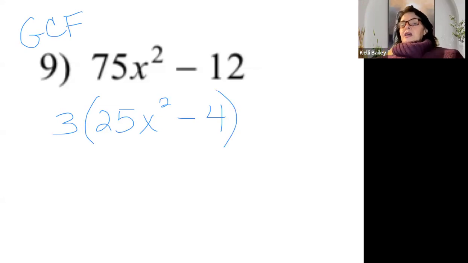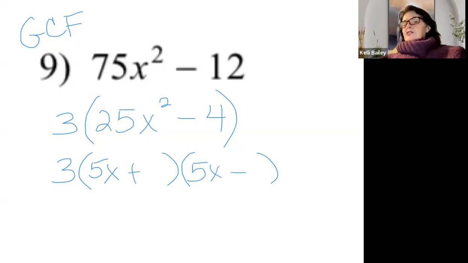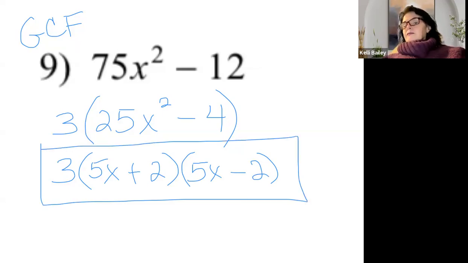Now I'm going to recheck. 25, perfect square. X squared, perfect square. So that's a perfect square. And then 4 is also a perfect square, and it is a difference. So we're going to keep our 3 hanging. We're going to have our puzzle tray. Now, the square root of 25 is 5. The square root of x squared is x. So 5x is our first term, plus, minus. The square root of 4 is 2. And that's it. Okay.